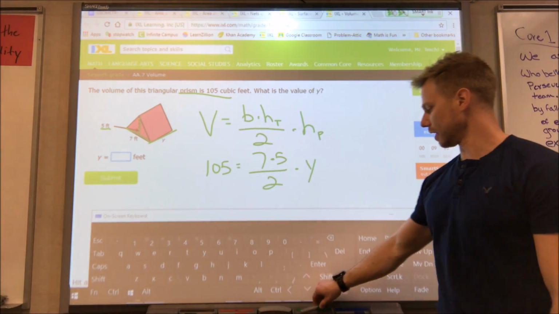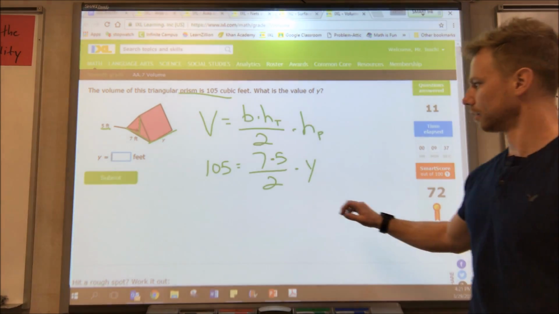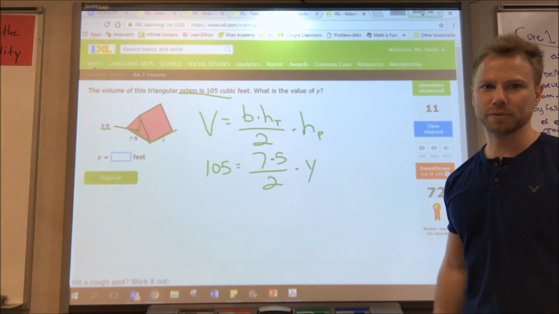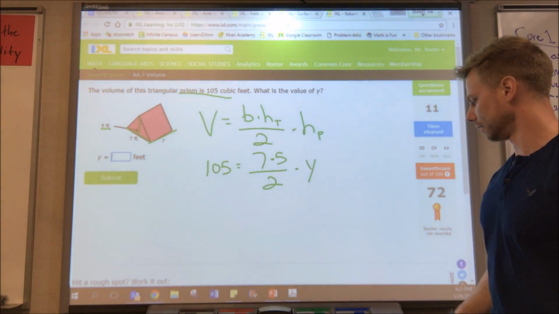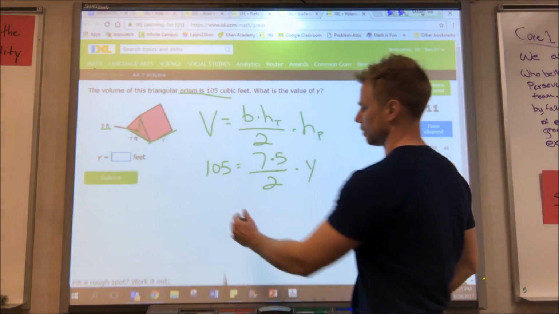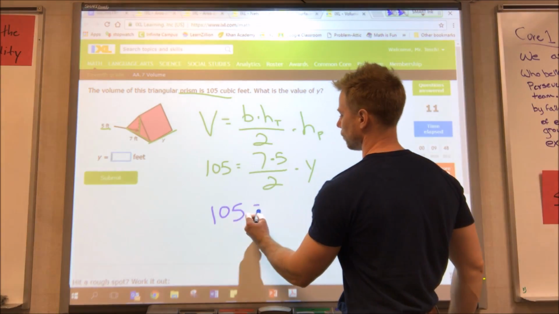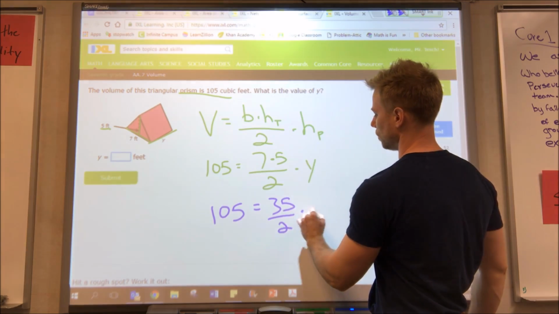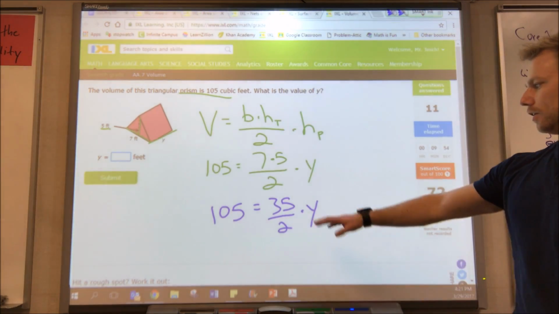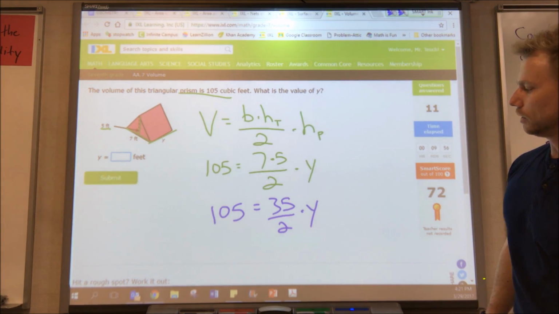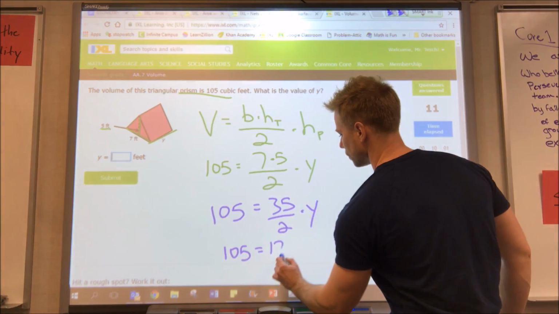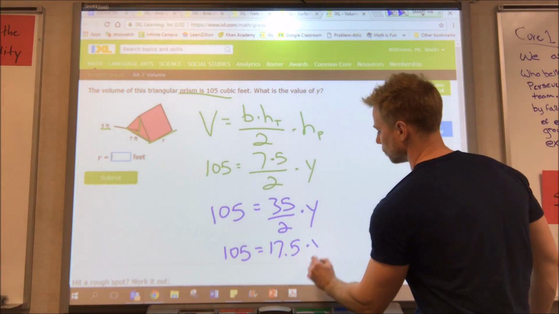Okay, so this is like the equations we've solved before. We need to get y by itself. Now it might look kind of complicated right now, but we can multiply and simplify it pretty quickly. So 105 equals 7 times 5 is 35 divided by 2 times y. 35 divided by 2 is 17.5. So 105 equals 17.5 times y.